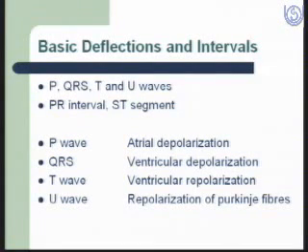So now an ECG has certain basic deflections and intervals. The basic deflections include the P wave, the QRS complex, the T wave and the U wave, and the intervals are the PR interval and the ST segment. The P wave basically depicts atrial depolarization. The QRS complex depicts the ventricular depolarization. The T wave depicts the ventricular repolarization, and the genesis of the U wave is controversial, but most of us think that it depicts the repolarization of the Purkinje fibers of the ventricles. So these are the basic deflections produced on a normal ECG.